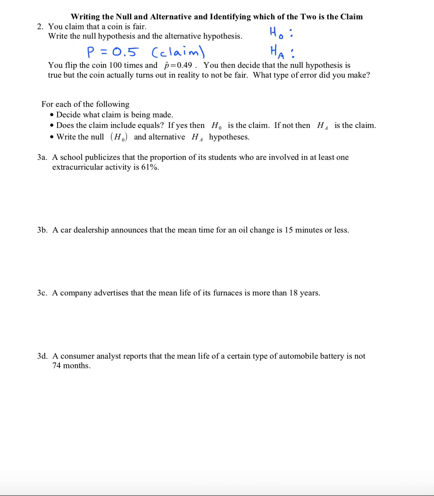So a null always includes some form of equality, either an equal sign or a greater than or equal to, less than or equal to. Since our claim includes equals, that's the reason we're going to assign it to the null hypothesis. And then for the alternative, we'll just write the opposite, that the coin is not fair.